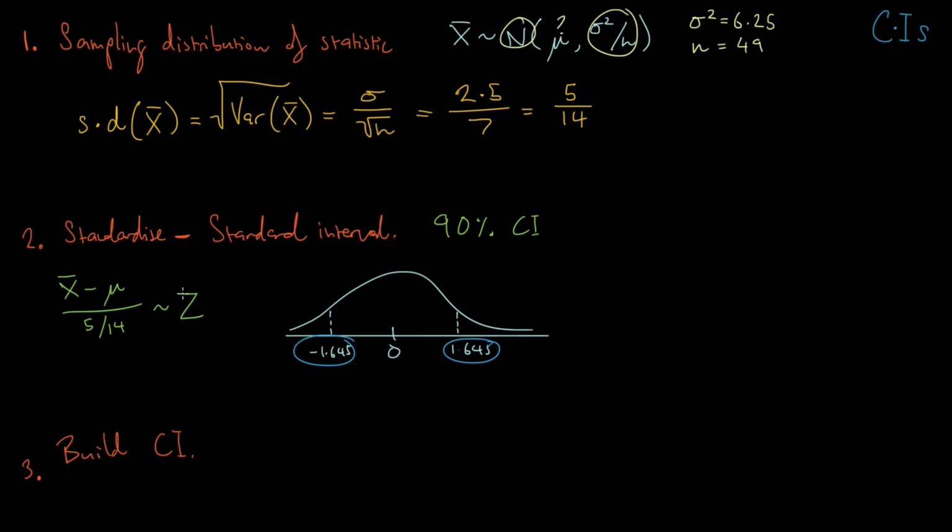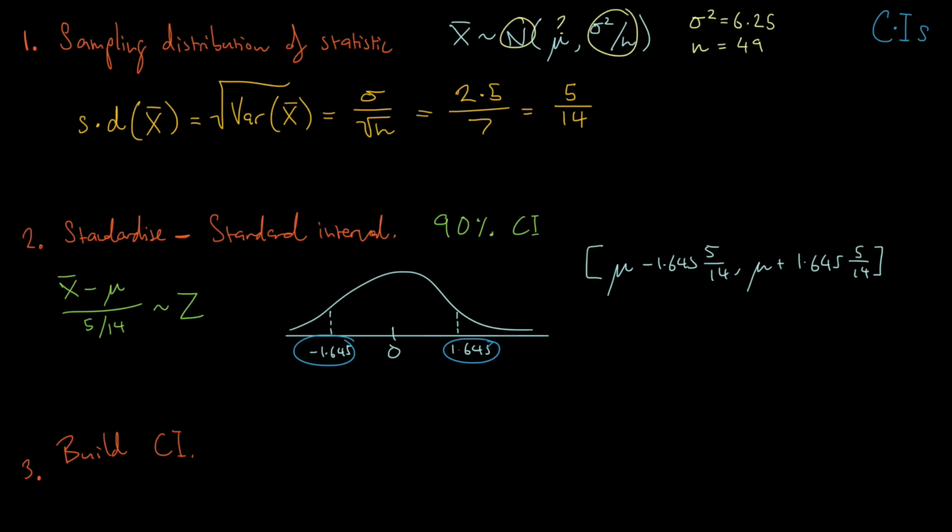Okay. And if we wanted to, we could write an interval that contained 90% of the values, like we did in the last tutorial, and that would just be mu minus 1.645 times our standard deviation, which is 5 on 14, up to mu plus 1.645 times our standard deviation. And what this is saying is that I've got to be 1.645 standard deviations to the left and 1.645 standard deviations to the right to contain 90% of the possible values in this sampling distribution.